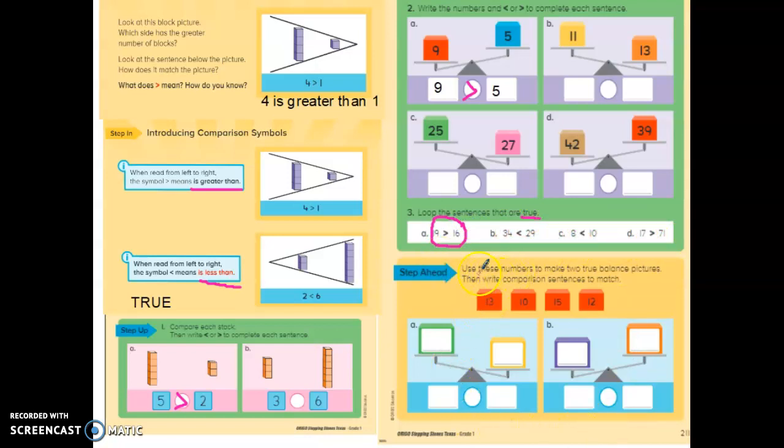A step ahead, you're going to use these numbers to make the balance true. So it's saying, see, it's lower, it's heavier. This one is going to be less than. This one is going to be greater than. So put the numbers 13, 10, 15, and 12 in the box to make it true.